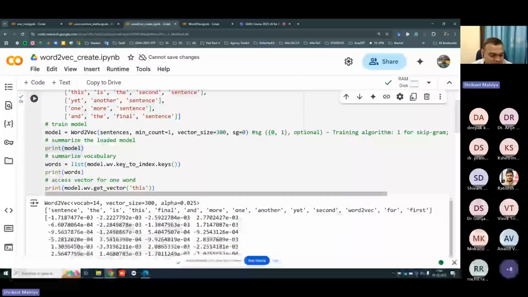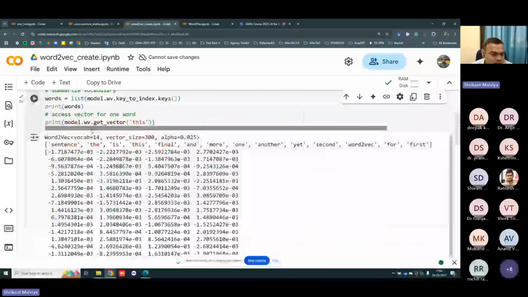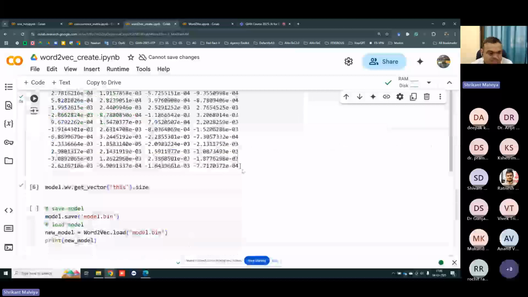It consists of only the unique words. And then we also extract the word vector of this word. So we pass this word as input and get the vector of it. And because we set the length to 300 for this word embedding, you will observe that the word vector for this keyword consists of 300 values. This is how the word vector is being trained and used.